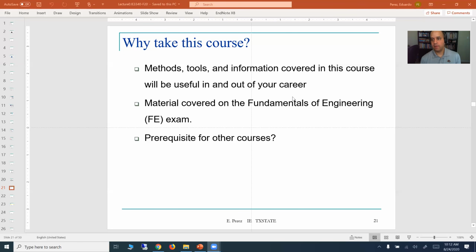Material. If you're planning on taking the fundamental engineering exam, this class is covered in the afternoon. So if that's one of the things you would like to do, then using this class and learning about these concepts can help you get prepared for that. And I think this is also a prerequisite for the other courses.